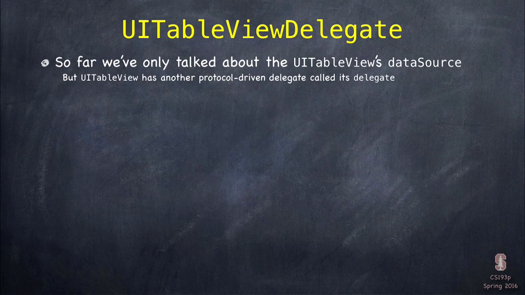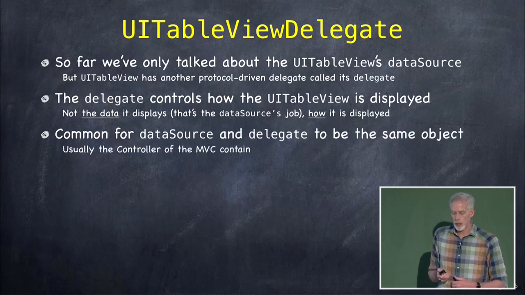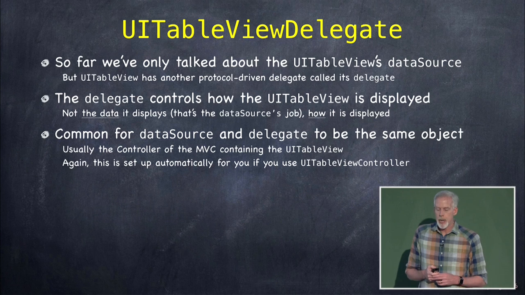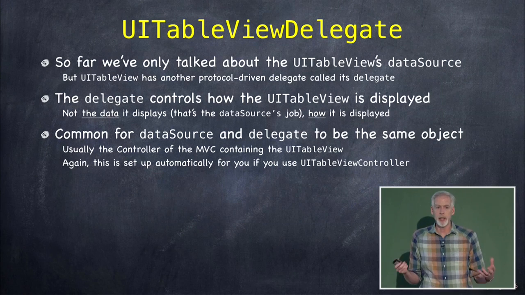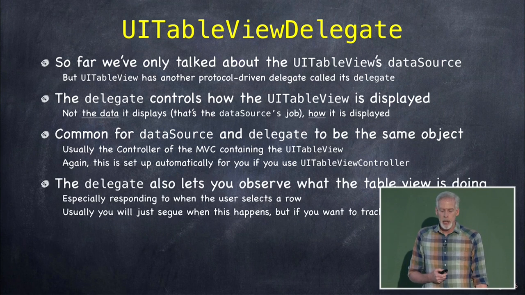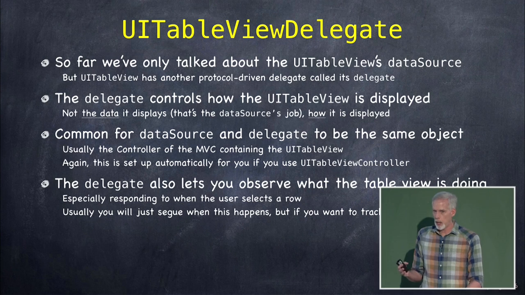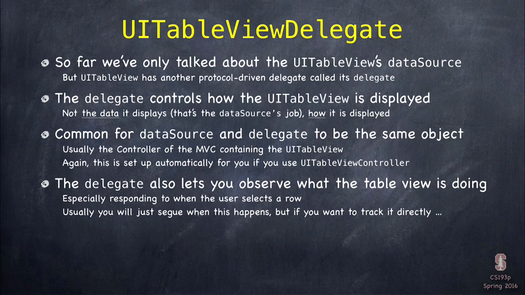All right, how about the UI table view delegate? Not the data source, but the delegate. It has a lot of stuff for how the table view works. I'm not going to talk a lot about it, but I'll talk about a couple of interesting ones. Usually the data source and the delegate are the same object, namely your controller, your table view controller. The delegate lets you observe what's going on inside the table, okay? It has a lot of will do something, did do something kind of methods in it.